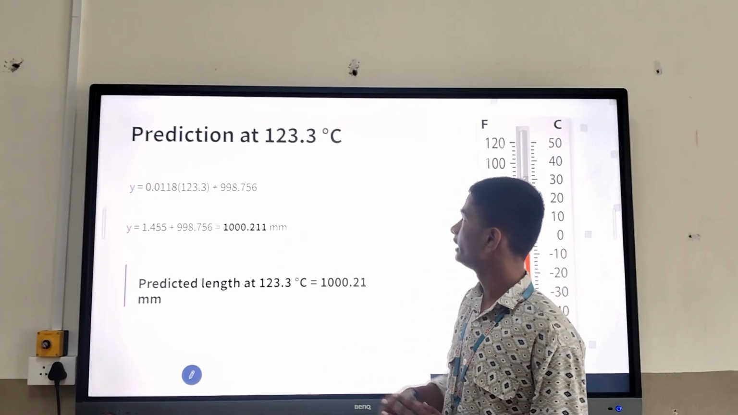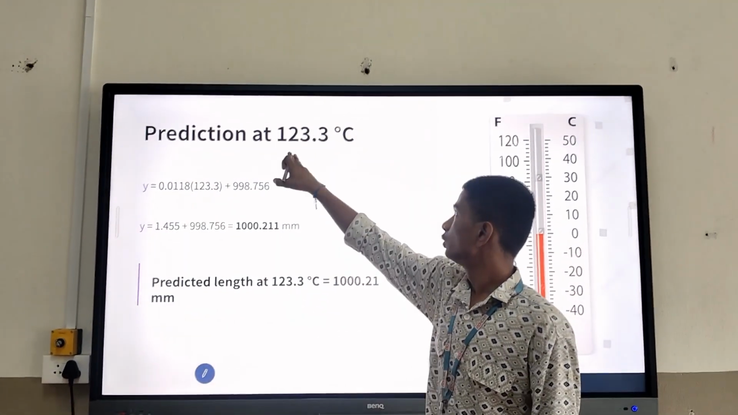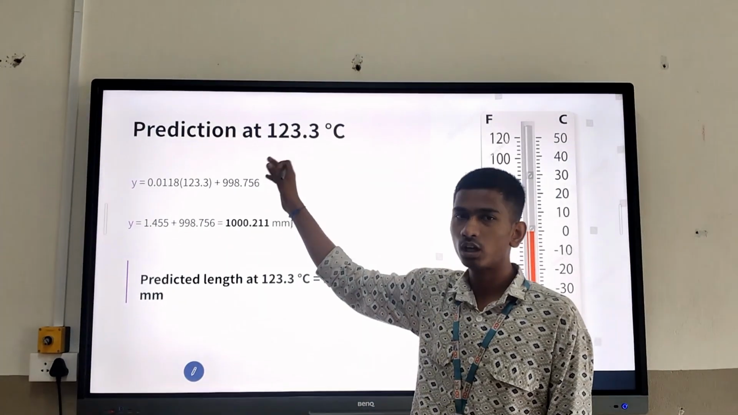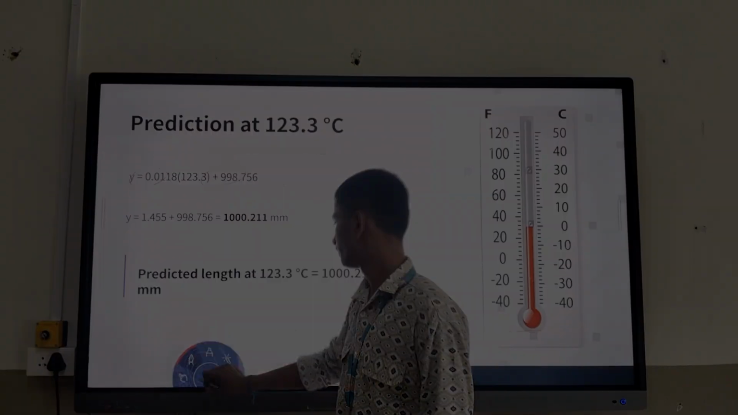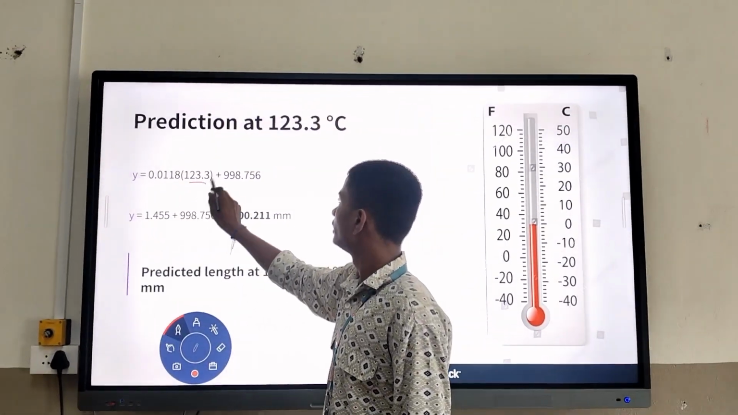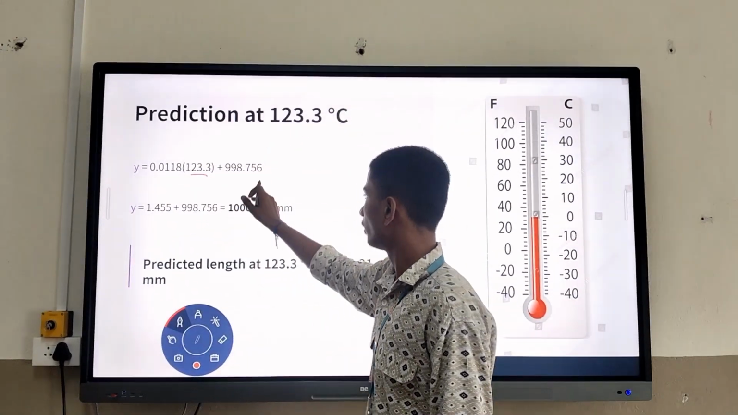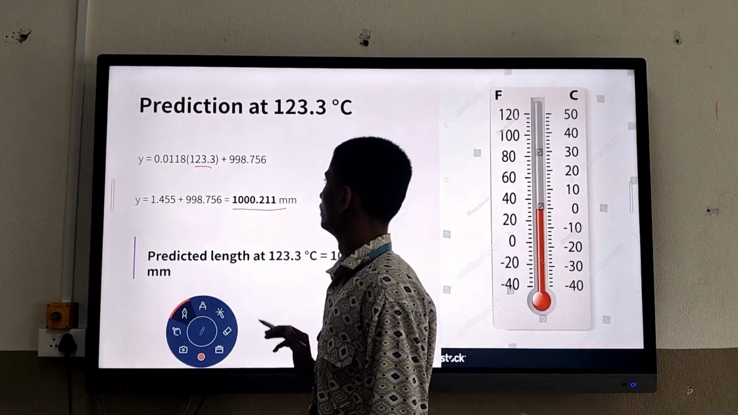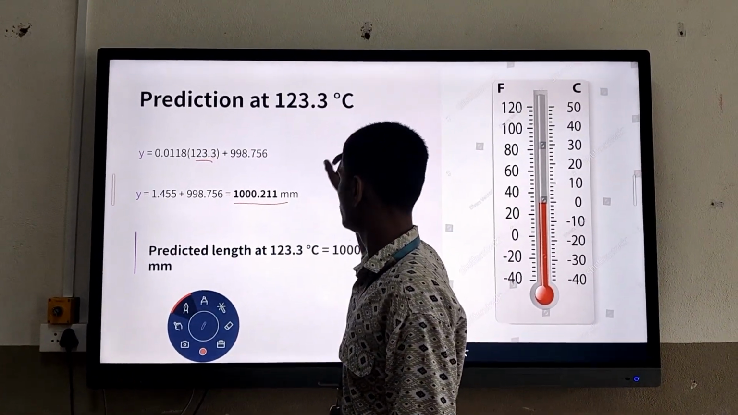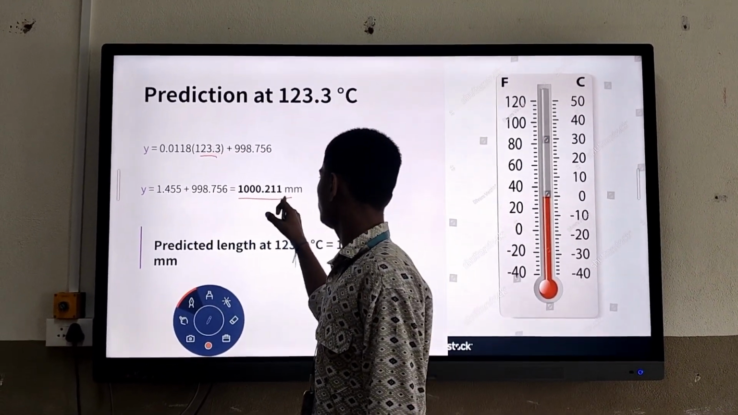Now we have to predict the length of the wire at 123.3 degrees Celsius. So we simply put this value in our regression equation. From that calculation, the length of the rod at a temperature of 123.3 degrees Celsius is 1000.21 mm.